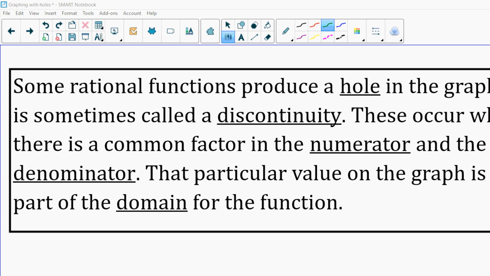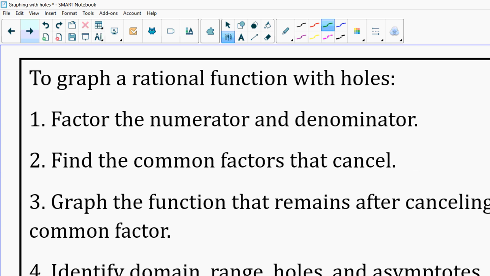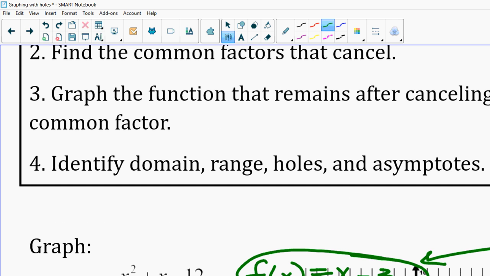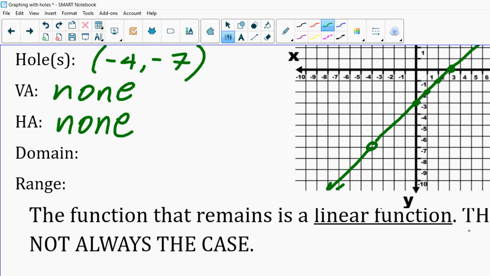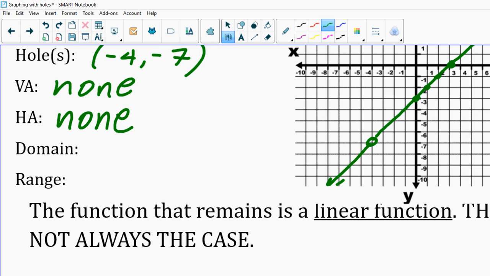Okay. Now we had this box right above the graph we just did, yes? So to graph a rational function with holes, you factor the numerator and denominator. You find the common factors that factor out. You graph what's left after you cancel those out. And then you find all your stuff. All right. Now, one thing we did not address yesterday and the day before, we were just time crunched.